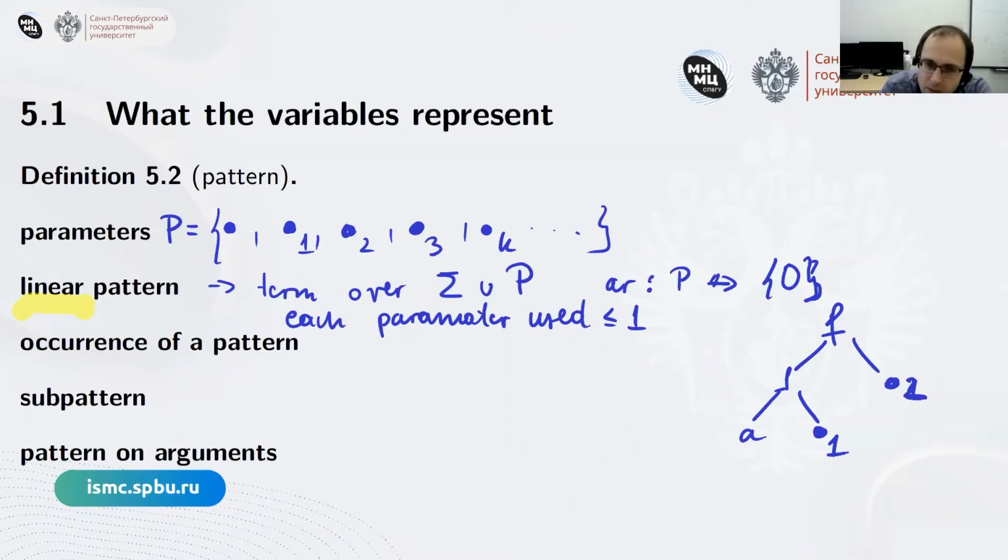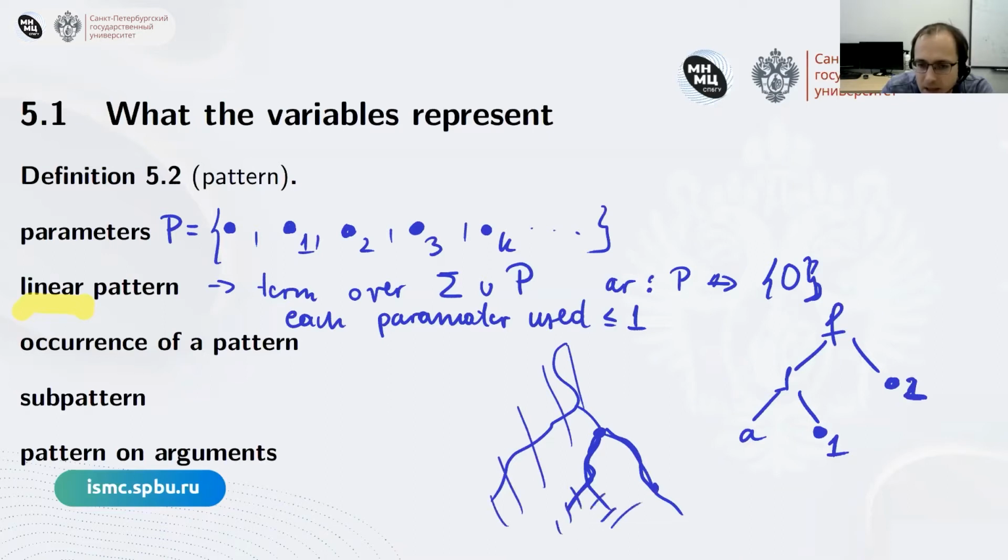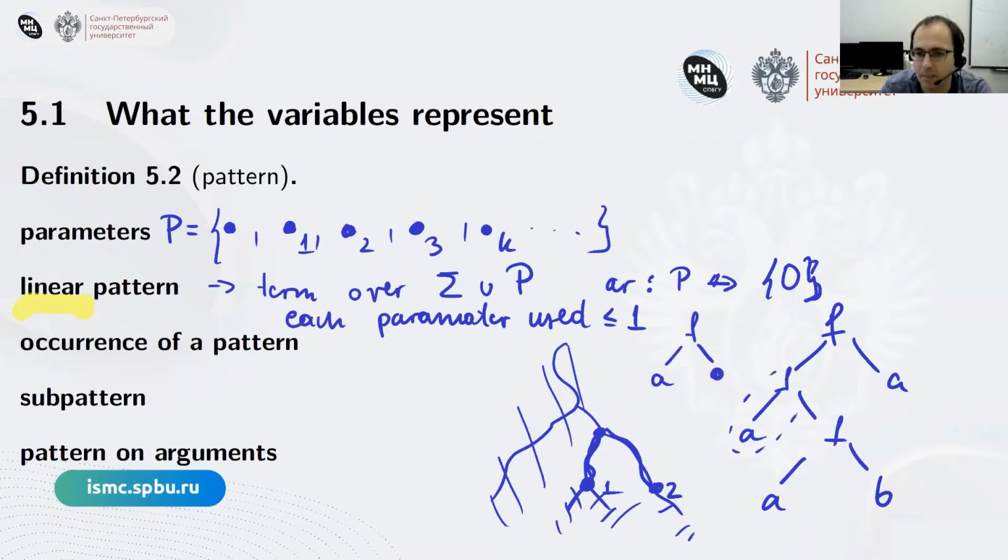So for the occurrence of a pattern, if we have some term, then we say that a pattern occurs somewhere if this is a subtree which can be obtained by removing some upper part and removing some subtrees. And for each subtree which we deleted, we put a node with this parameter. So for instance, if we had something like f a b, then the pattern f a dot occurs here, and maybe also this one, this would be a. And on the other hand, the pattern f a star occurs here.